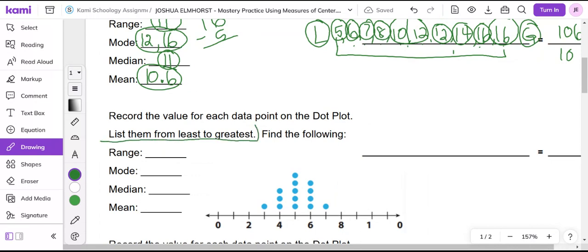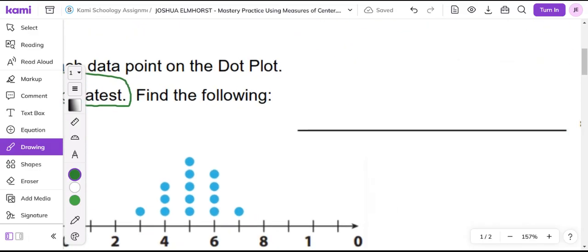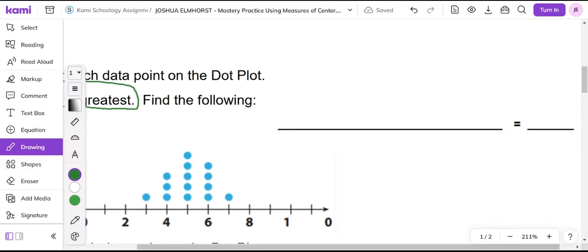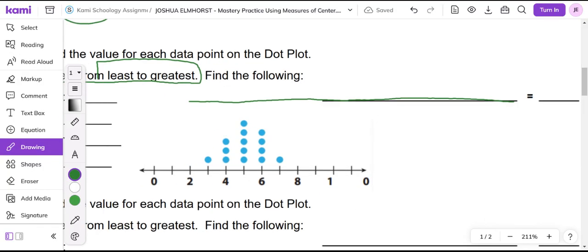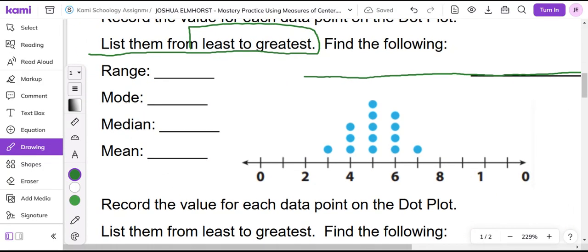List from least to greatest. We have our data set in a dot plot. I would encourage you to extend that line all the way to the left. So we look at the dot plot and then we fill in the values. We have data at 3, 4, 5, 6, and 7.